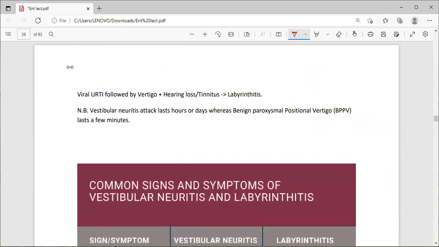Okay. Now, viral upper respiratory tract infection followed by vertigo plus hearing loss and tinnitus is equal to labyrinthitis. Why? Because here you can see tinnitus and here you can see hearing loss, which is sensorineural hearing loss. Plus, the most important is the viral upper respiratory tract infection. So you have got the answer.